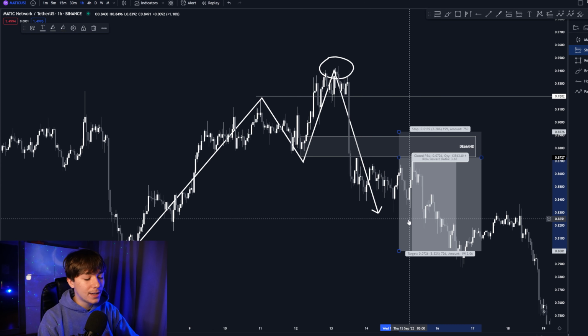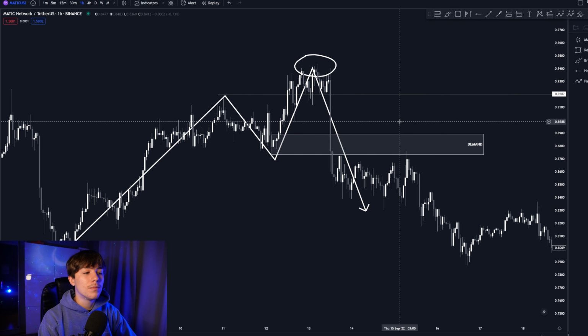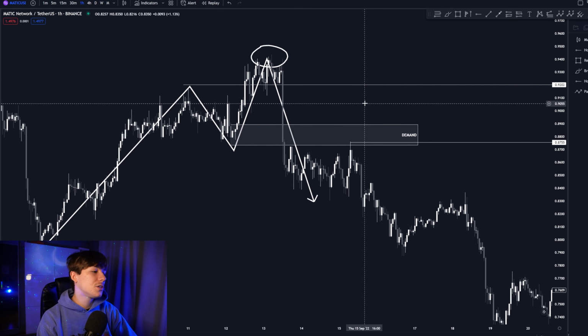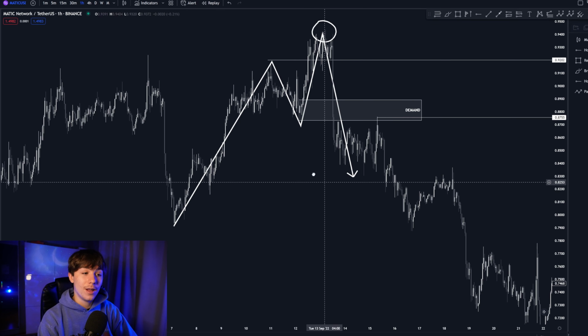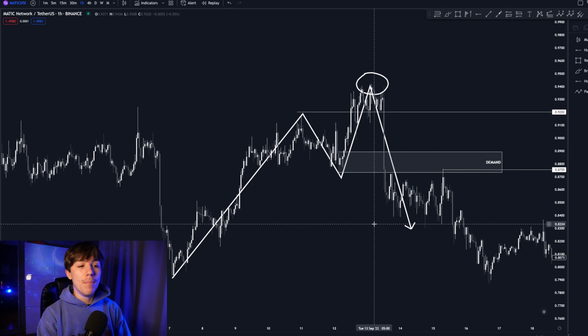But again, don't just short because you see this. You want to see other confluences, like in this case buy side liquidity, EMAs, Fibonacci levels, whatever you use. And then this could potentially be an amazing short in this example. So this is an example of a bearish breaker block.